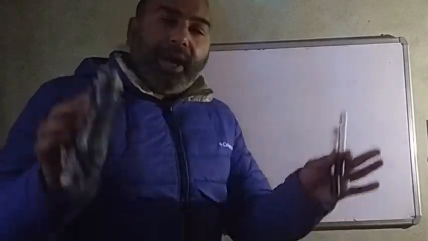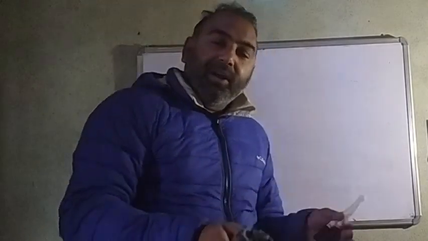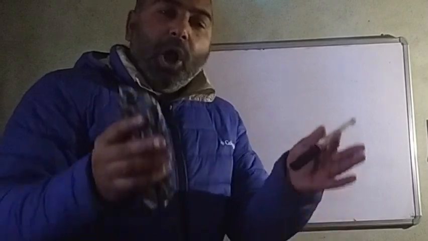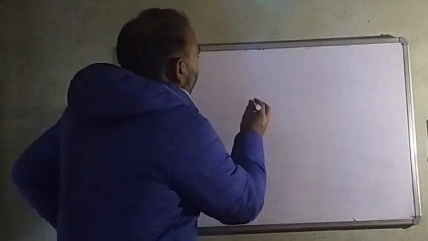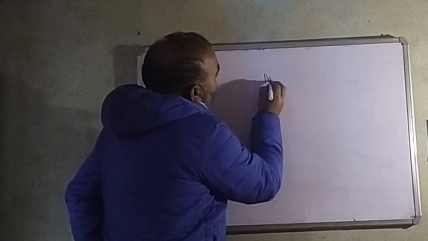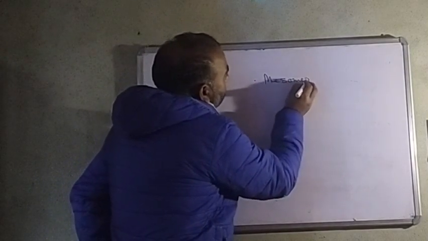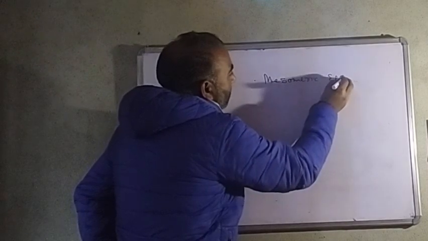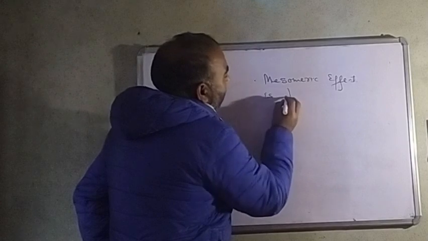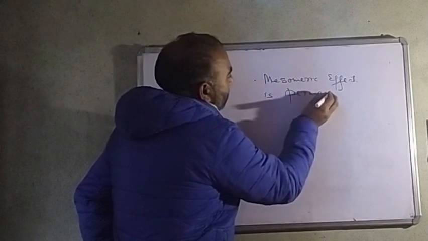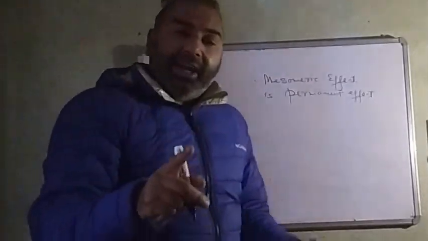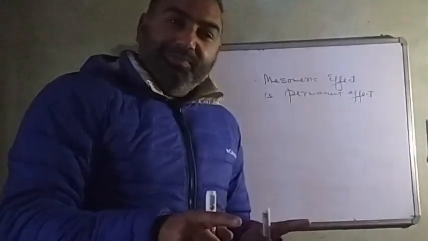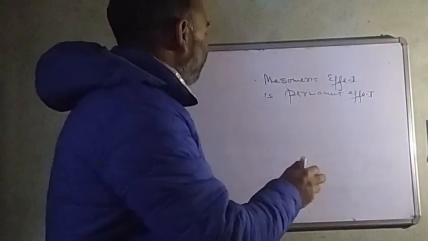So what is the requirement for a molecule to show mesomeric effect? Alternate double bonds, or a double bond in conjugation with a lone pair on the adjacent atom. One more point I will write: mesomeric effect is a permanent effect. Unlike inductive effect, that is partial, mesomeric effect is permanent.